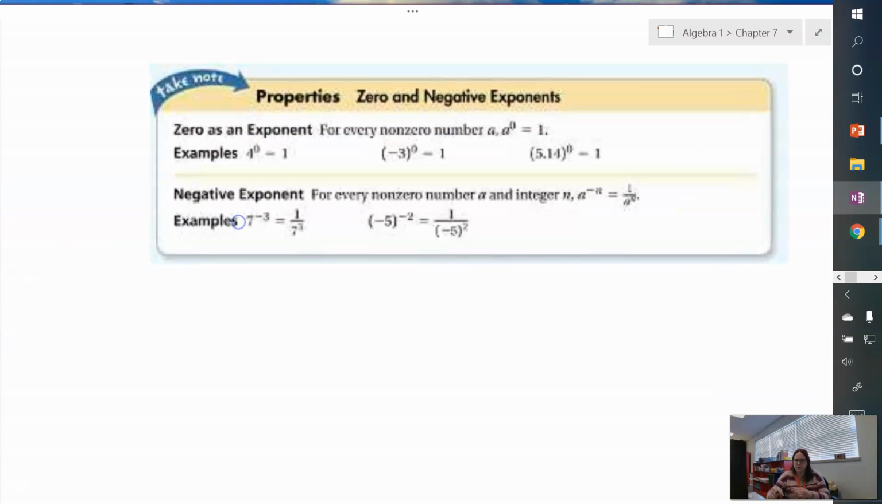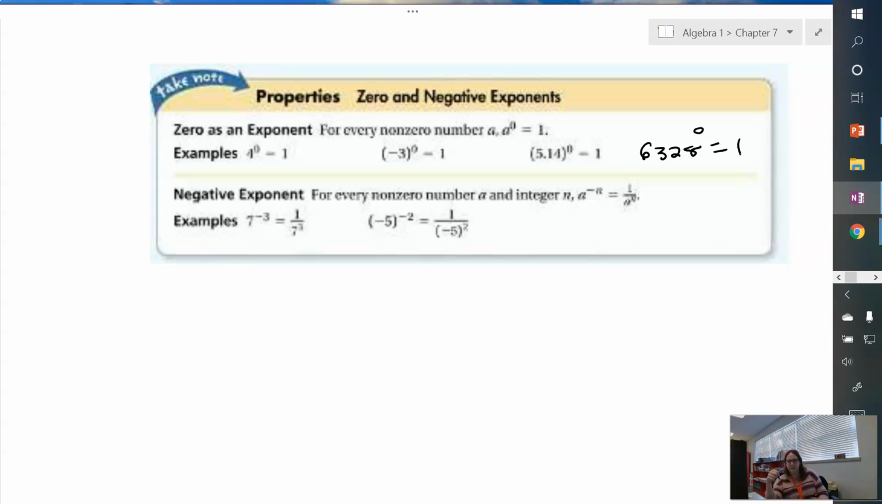So hopefully what you noticed was that when you raise a number to the 0 power, you get 1. Now this is true for every number all the time. So 4 to the 0 equals 1. Negative 3 to the 0. Yes, this works with negative numbers. It still equals 1. 5.14 to the 0 equals 1. You can make up any number you want. 6,328 to the 0 equals 1. All the time, every time.